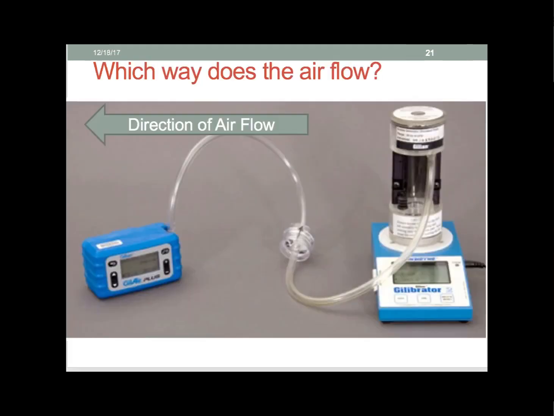So this is another example of a calibration train. This is your pump. This is your media, which is inline, and this is your primary standard. So the flow rate is going in this direction because it's going across the inlet. You want it to go across the inlet because that's where the material is going to be deposited, towards the pump.